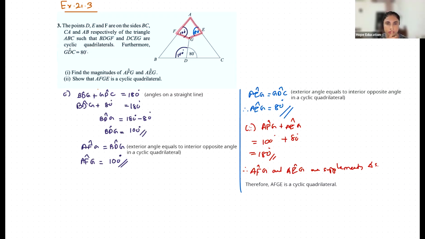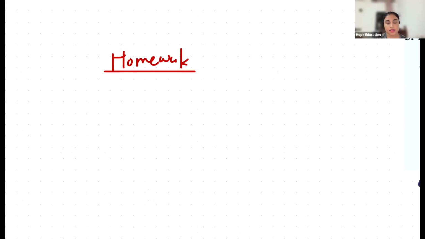Homework වල mark කරගන්න. Exercise 21.3, questions 5, 6, 7. Homework: exercise 21.3, 5, 6, 7.